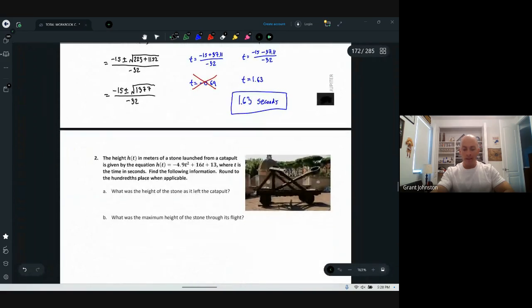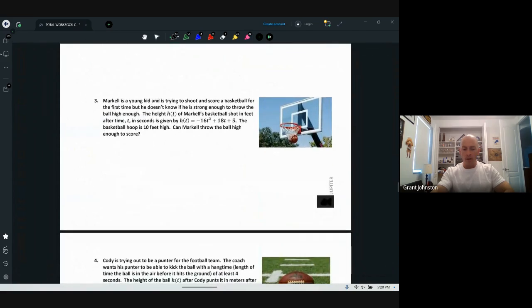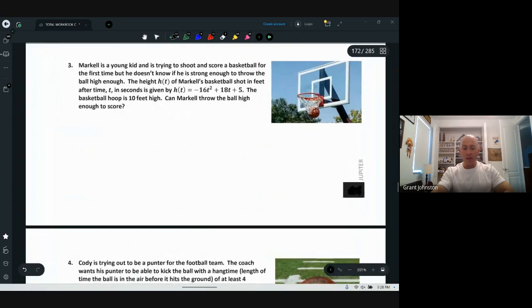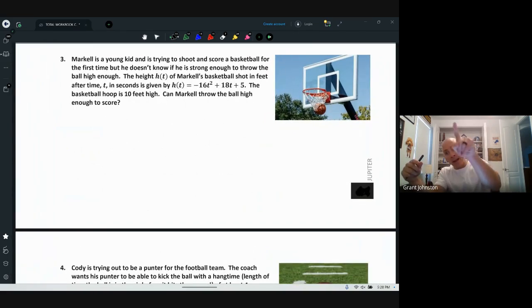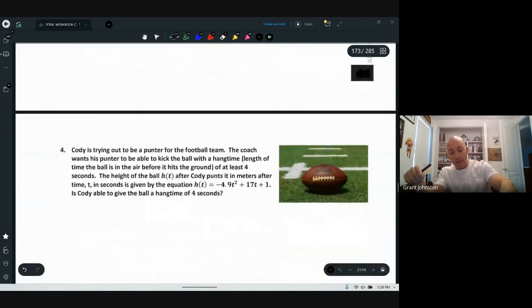I'm not going to do 2 for you. On number 3, we're talking about if he can throw it, look at my arm, my finger, if he can throw it high enough. So can he get it up that high? We're trying to find the vertex on that one. Okay, that's my little hint there.